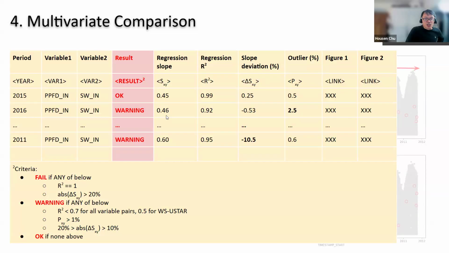So this is what a table looks like. Again, I'm just trying to give you some idea, and you'll see this table more often when you submit your data, and you can take your time. Time period, variable one, variable two, and what is the result? A couple of things we're looking at will be the regression slope, what is the R square, what is the deviation of the slope compared to a long-term mean of the slope, and what is a potential outlier being flagged in this case, right? So a small percentage of the points being flagged is okay, but if you reach a certain threshold, it'll give you a warning and have you take a look.